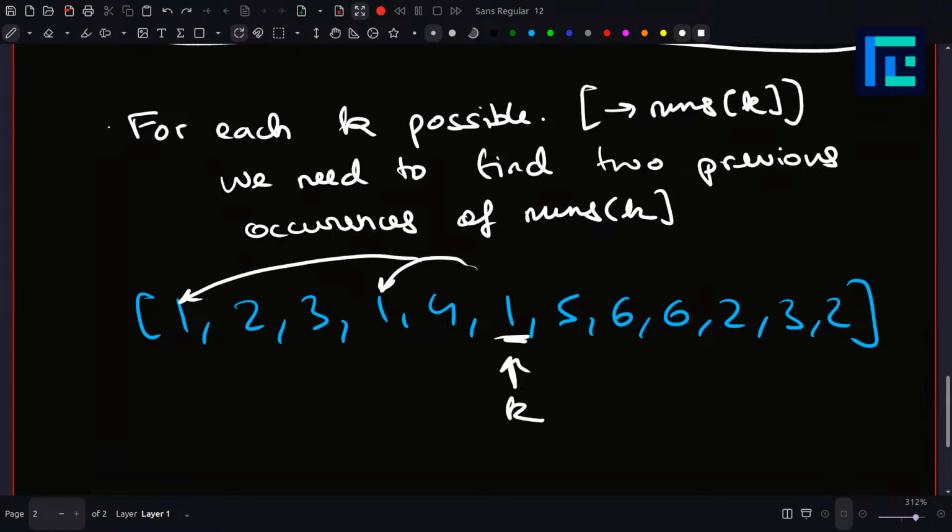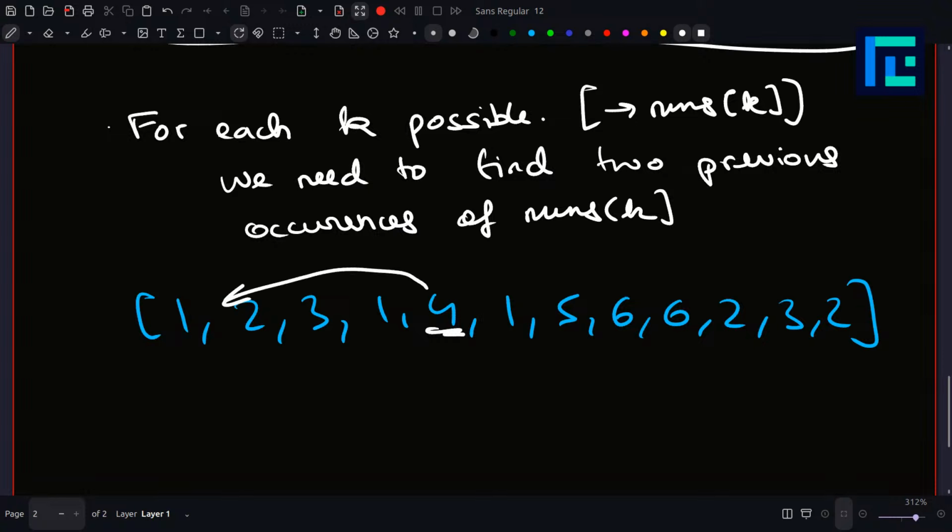Similarly, let's say we were at this 4. There is no occurrence of 4 before, so we cannot do this. We cannot let this be k. Similarly, if we choose this 6, then there is only one occurrence of 6 before, but there is no i. We cannot find the first occurrence, so this will also not be a possible case.